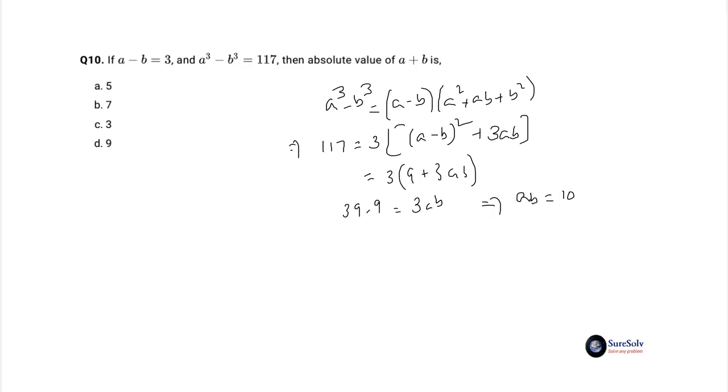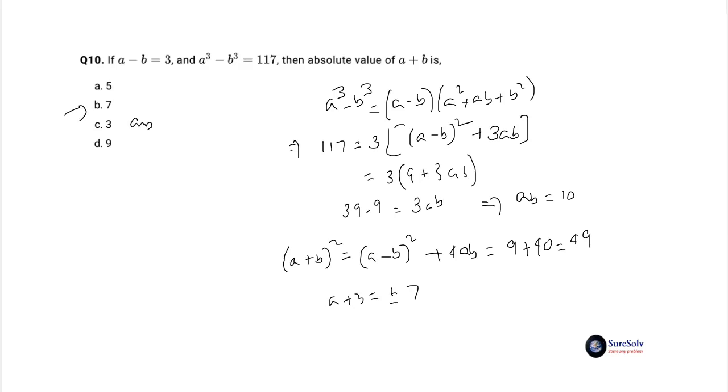With values of a minus b and ab, we can get the absolute value of a plus b easily. A plus b whole square equal to a minus b whole square plus 4ab equal to 9 plus 40 equal to 49. So a plus b equal to plus minus 7. Absolute value will be 7. Answer option B, 7. Overall, none of the 5 problems is easy, but we could solve them quickly by pattern discovery and using suitable methods.